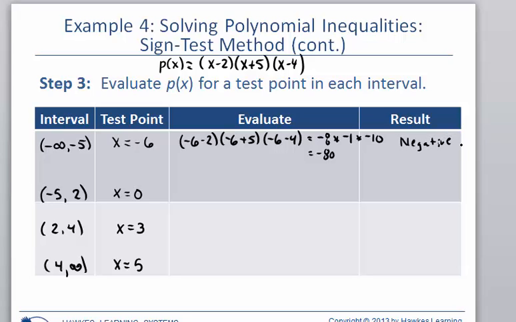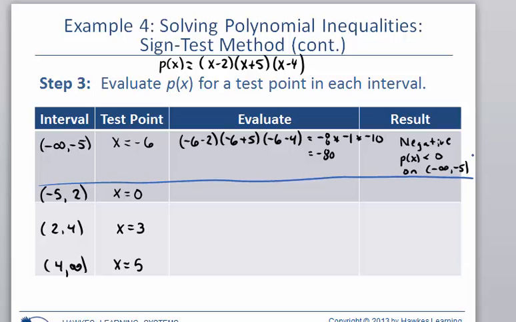And so what that tells me is that my function, x minus 2, x plus 5, x minus 4, is going to be negative for any number that you put into that interval, not just the negative 6, but anything in that interval plugged into the function is going to produce a negative answer. So I'm going to write that p of x is less than 0 on the interval from negative infinity to negative 5. And that takes care of my first interval.